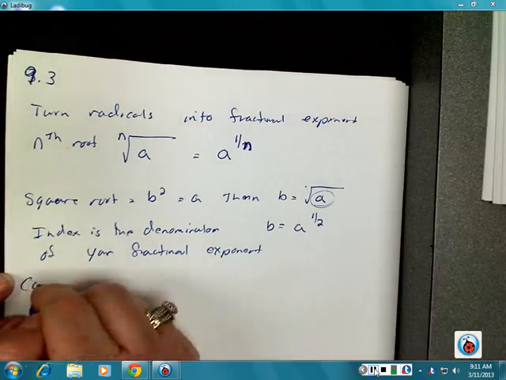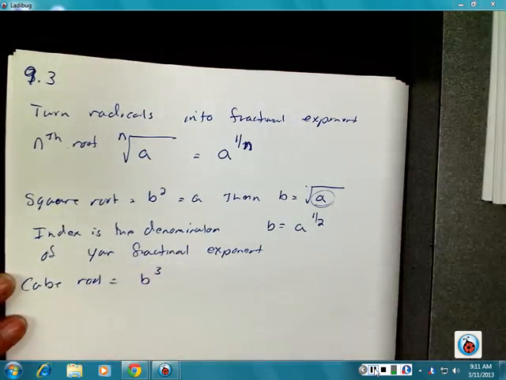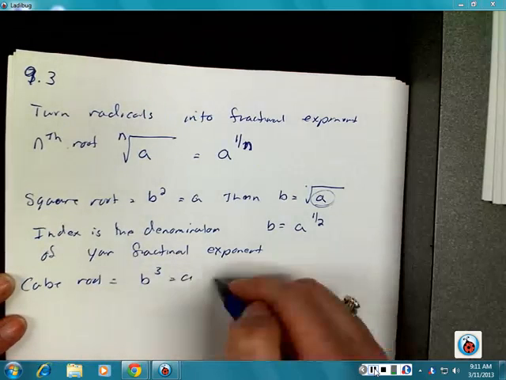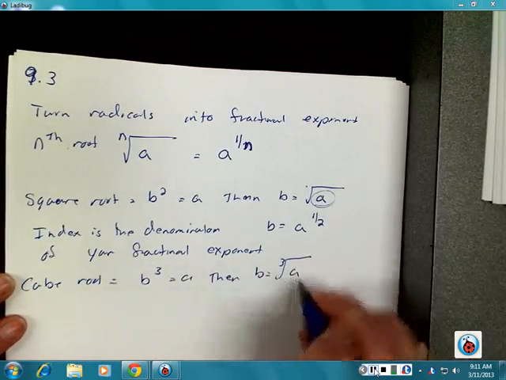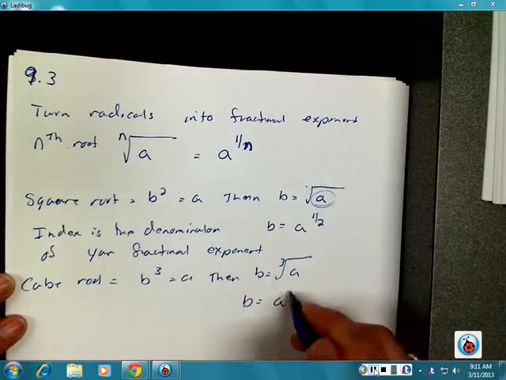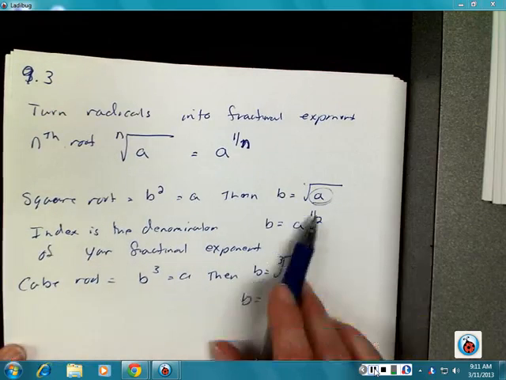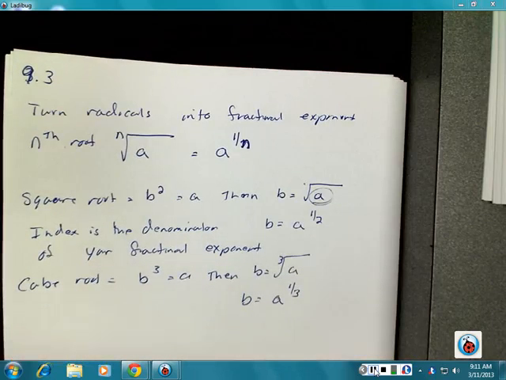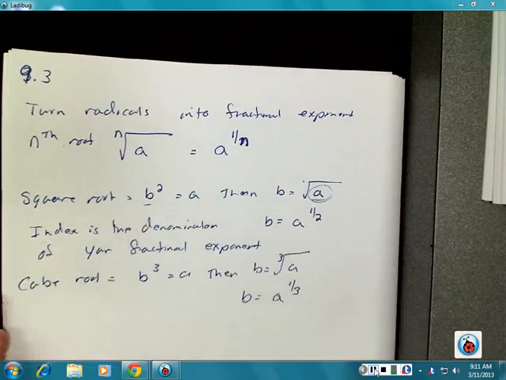So if we have a cube root, which is b to the 3rd power equals a, then b is equal to the cube root of a, or b is equal to a to the 1/3 power. And it stands to reason on your calculator, if you put something in as a number here and take it to that fractional exponent value, it's going to reverse it and come back to whatever your value happens to be for your base that you had in there.